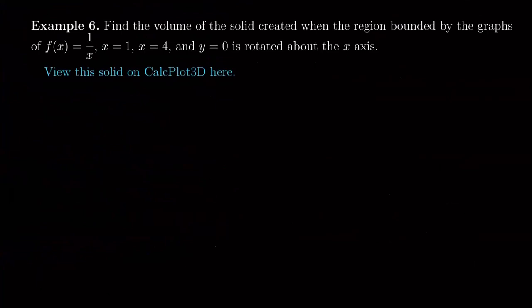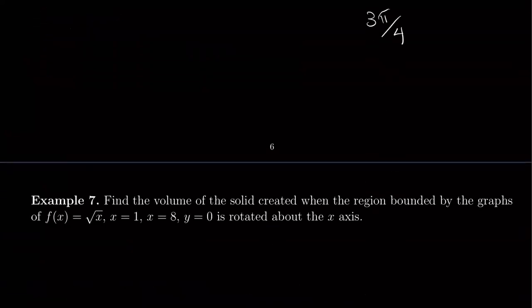I'm going to skip this example 6. I want you guys to try that one on your own. See if you can come up with an answer for that one. I think it'll be really useful to be able to come up with that on your own. I can tell you that the answer I got for that one was 3 pi over 4 as the final answer. So you could use that as a way to check your work. Try that one on your own.